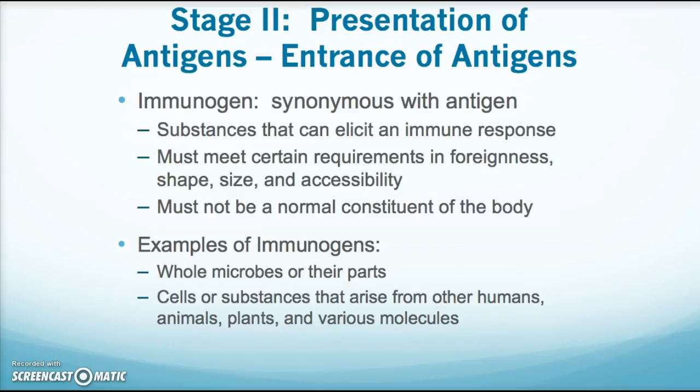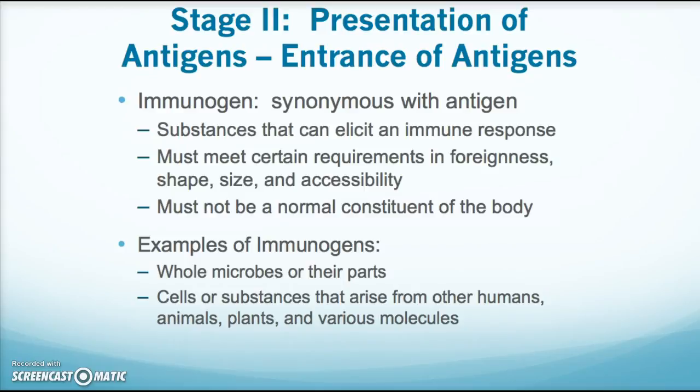We're going to start with a presentation of antigens, or the entrance of antigens. As I said, that is also synonymous with the word immunogen. And these are any substances that could elicit or cause an immune response. However, they have to meet certain requirements. They have to be foreign enough to be recognized as a problem. Their shape and size is important, and also the accessibility, if our immune system has access to these particular antigens. And they must not be a normal constituent of the body, otherwise that would be an incorrect reaction.